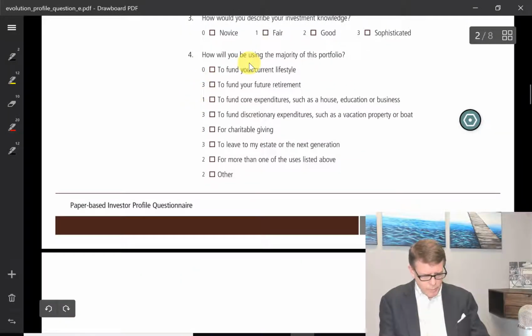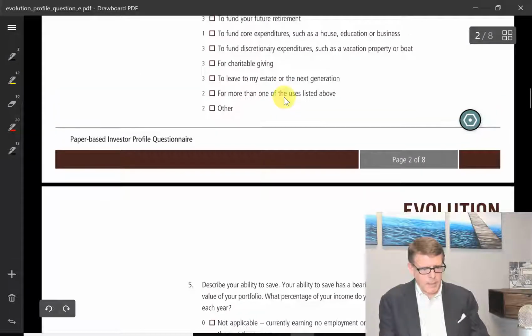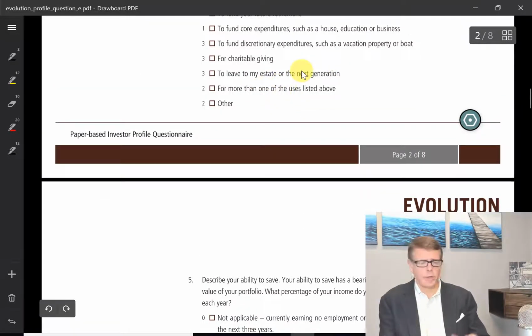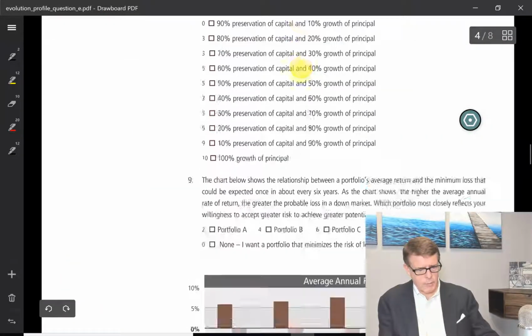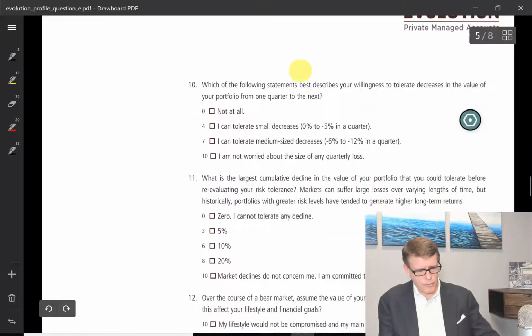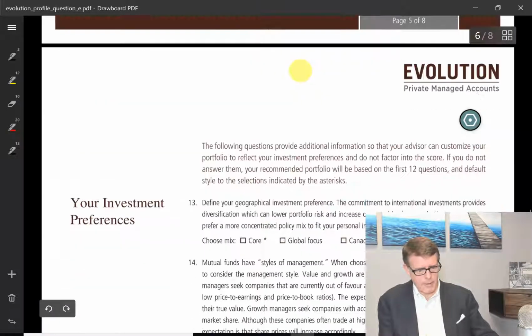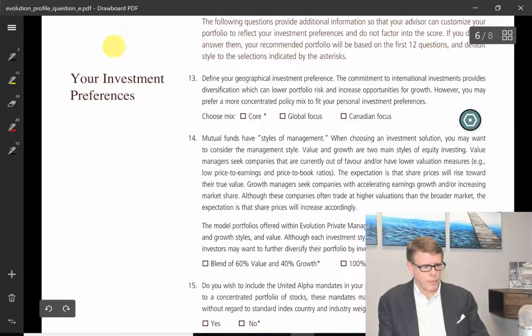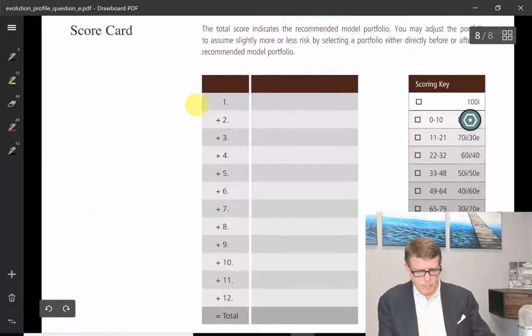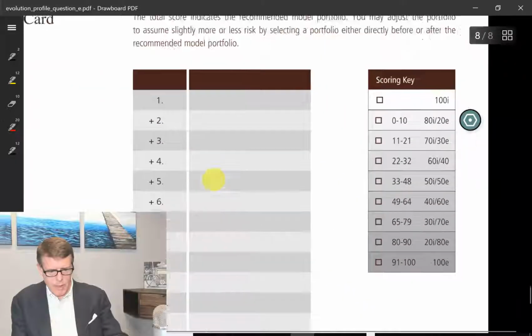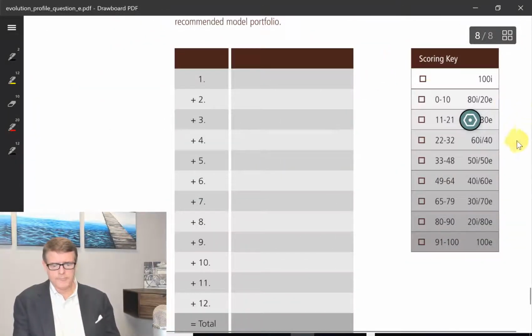How long will you be using the majority of this portfolio, or how will you be using it? So to fund current lifestyle, it could be future retirement, it might be charitable giving, estates, value for the next generation. All those things have an impact on portfolio design. So there's a number of different questions, and those questions filter into a final diagnostic. We also have investment preferences, and then you end up totaling all the different categories, and it begins to start the discussion around the right mix for a client.